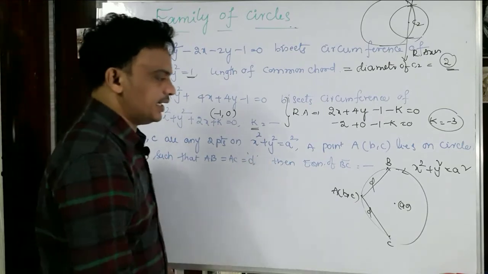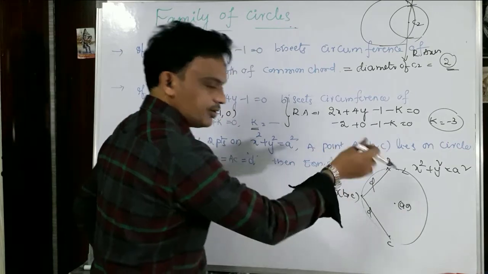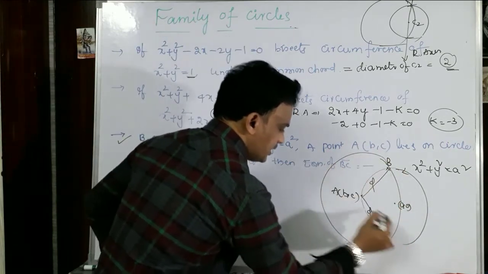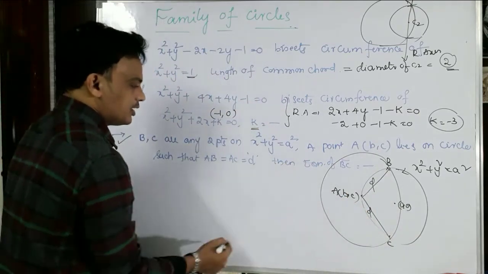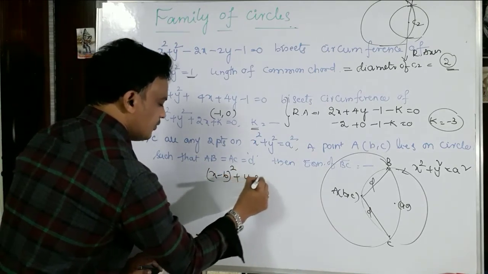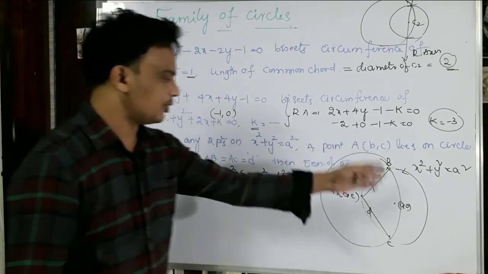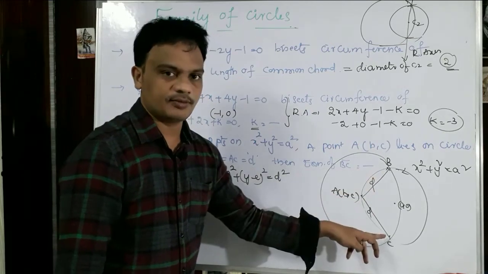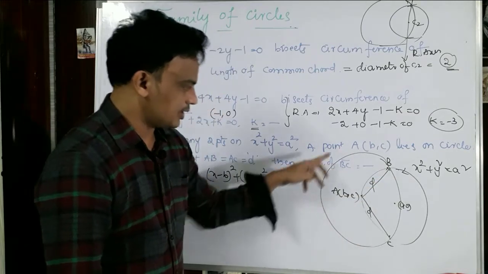So, with A as the center, can we draw a circle? This is the circle whose center is A and whose radius is D. What is the equation of the circle? It is x minus b whole square plus y minus c whole square equals d square. Here, with A as the center and D as the radius, I get a circle which is passing through B and C.